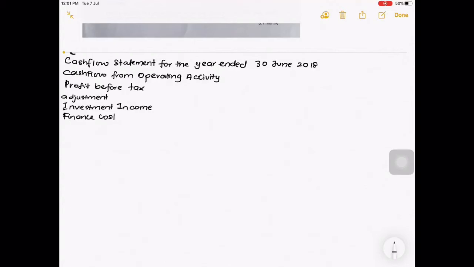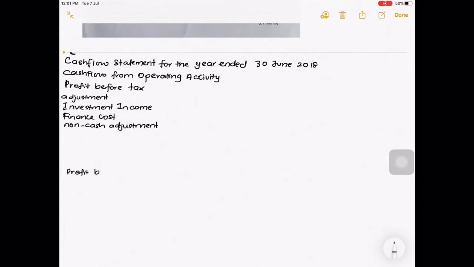Next, you have to adjust for non-cash items, which are any transactions that you recorded as revenue or expenses which do not involve cash, such as depreciation and gain or loss on disposal. Then you leave some space in order to arrive at the profit before working capital changes.